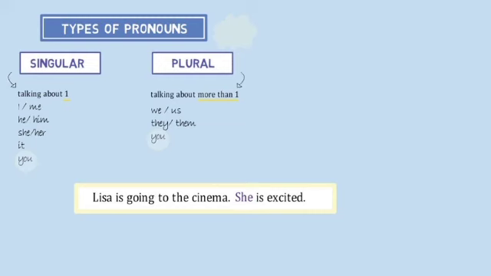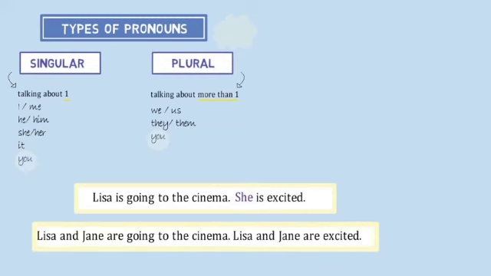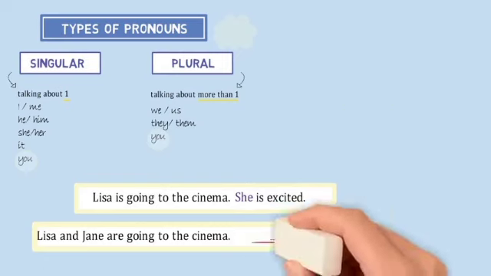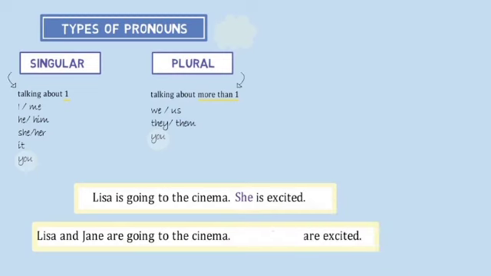Another example now. Lisa and Jane are going to the cinema. Lisa and Jane are excited. Since we are talking about more than one person here, Lisa and Jane, we will use a plural pronoun in their place. They are excited.